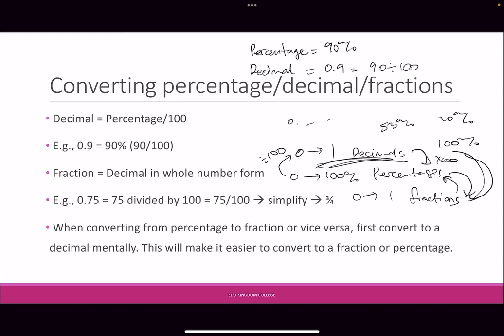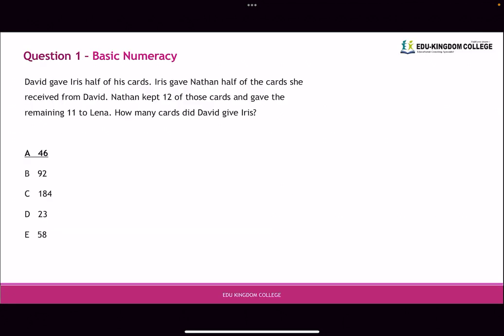And so our fraction, if we wrote it out exactly with the sign as well, would be 90 divided by 100. If you wanted to go from fraction to percentage, same thing, just multiply it by 100. Okay, very good. So hopefully that's clear now. Let's get straight into our questions.